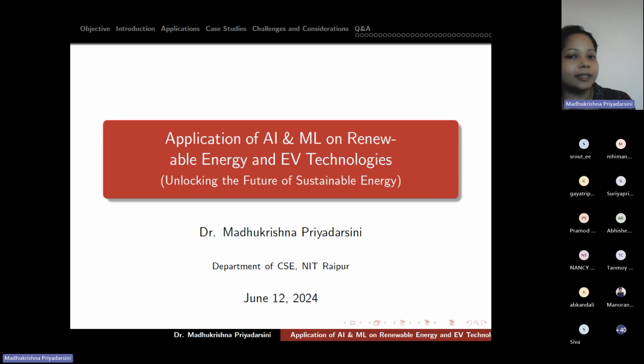We'll see the basics of AI ML and what are the application fields we can get in the energy and the EV technologies. And then we'll see the case study. So basically, this presentation will be case study oriented, the application field where we can implement all these things, the basics, the details, as well as the areas of renewable energy, how we can go further.